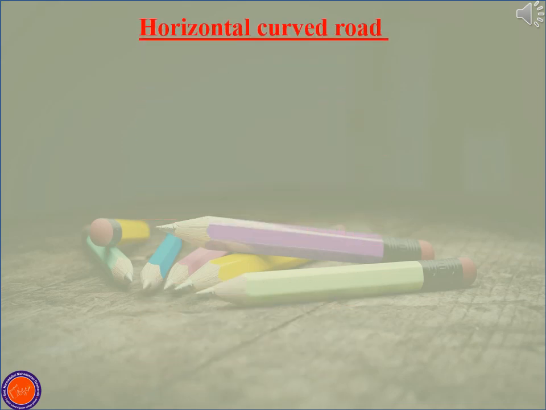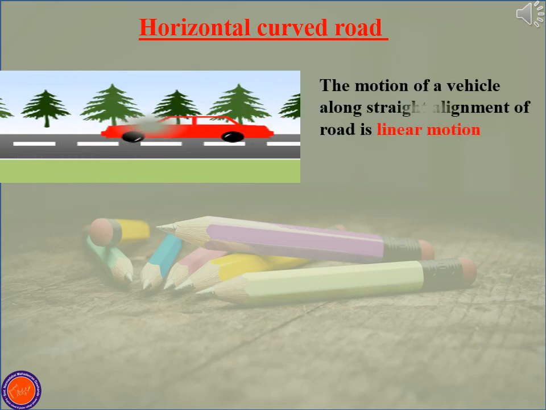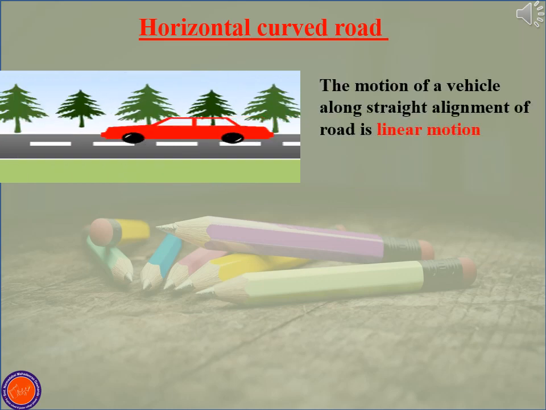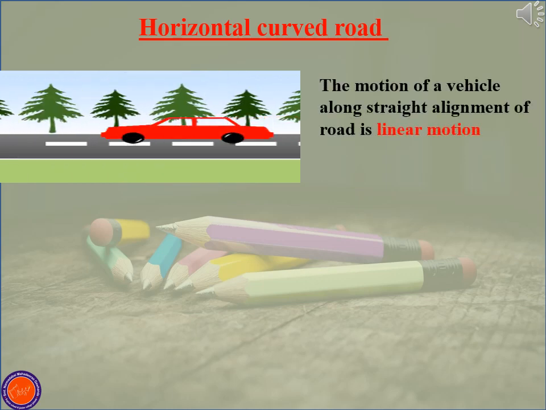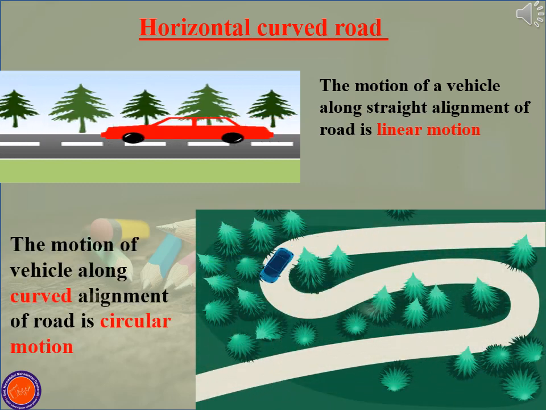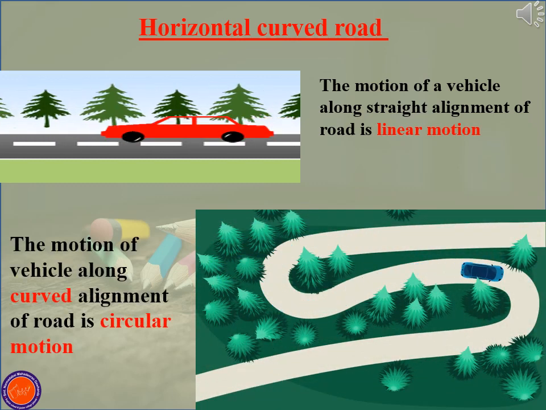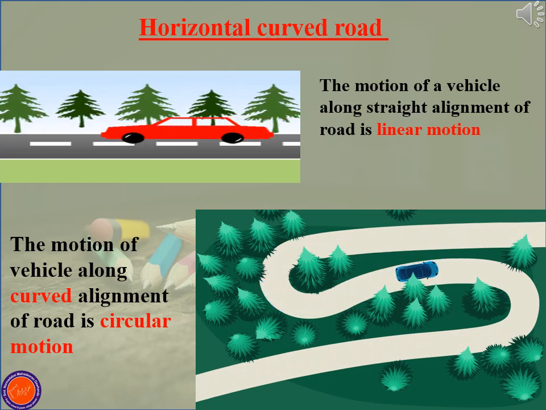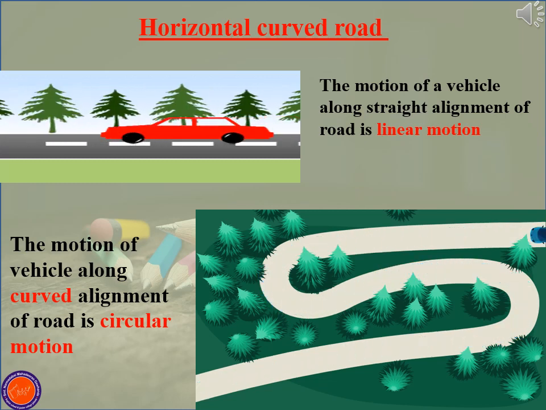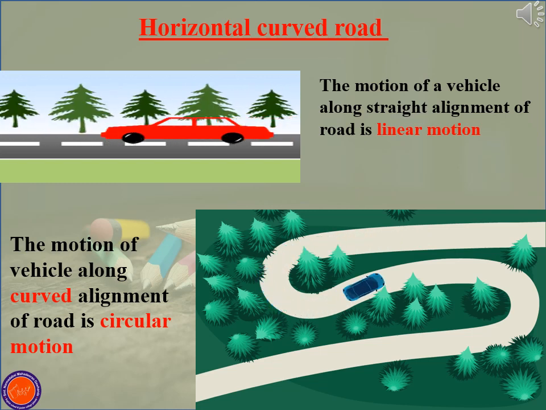Now understand what is a horizontal curve road. See this picture. The motion of a vehicle along a straight alignment of road is a linear motion. And see this another picture. The motion of a vehicle along a curve alignment of a road is a circular motion. And this curve alignment of road is called a horizontal curve road.